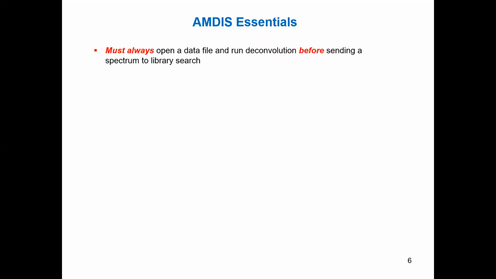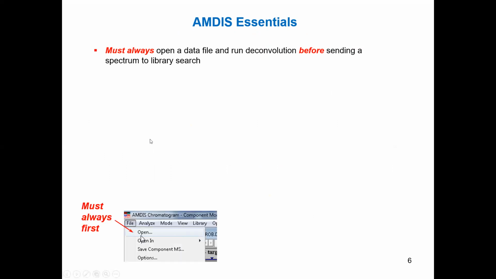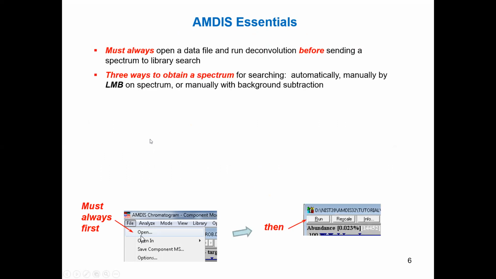So what are the AMDIS Essentials? Well, one thing you might find a little different from some programs that you can use to process data files is that you have to deconvolute before you send a spectrum to the library search. You can't just send it without deconvoluting, so always do that first. So you must always open the file and then run it. Always do that.